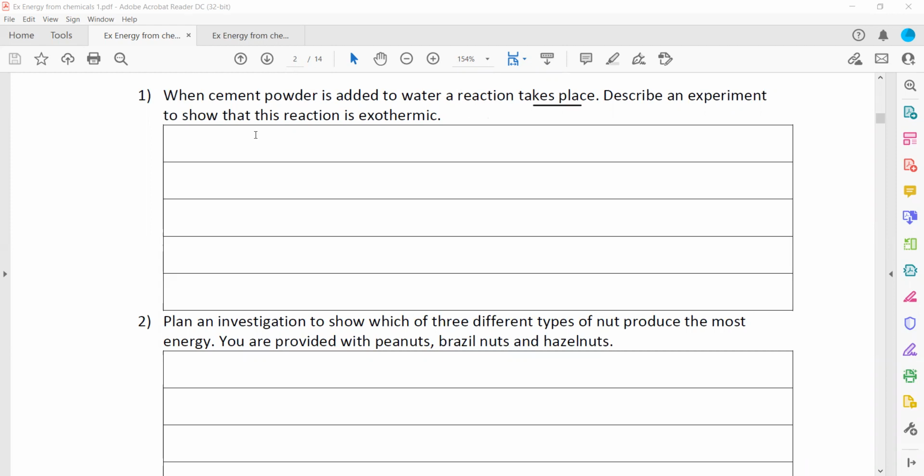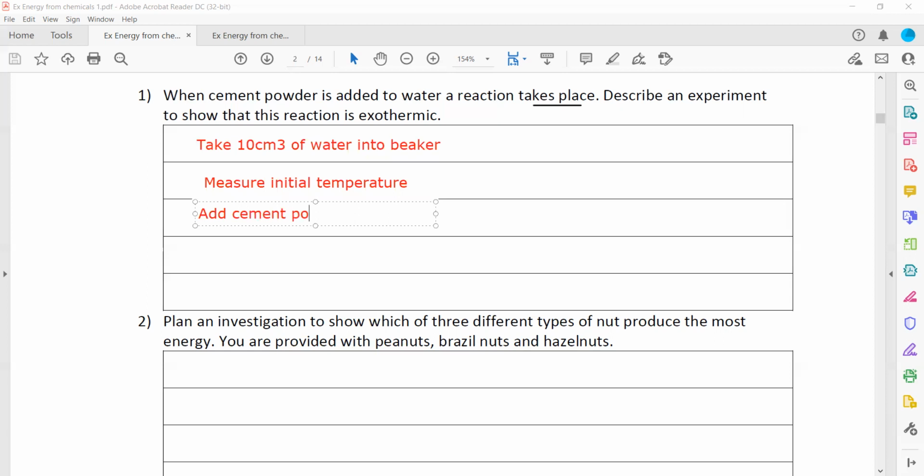So how can we make sure that the reaction is exothermic? We'll take, for example, 10 cm cube of water into a beaker. Then we'll measure the initial temperature, or the starting temperature. Then we will add the cement powder. Then we'll record the final temperature.